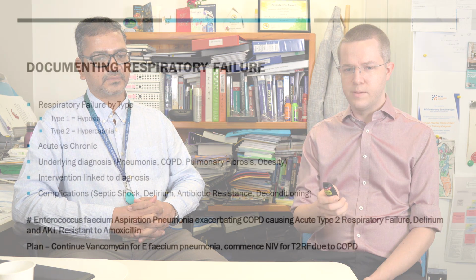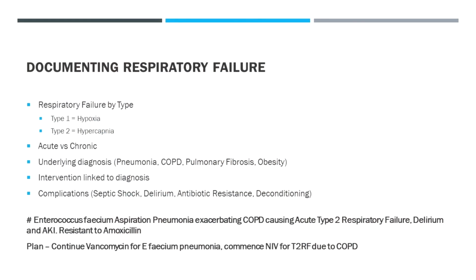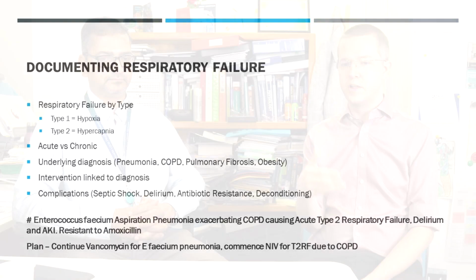And it is, again, something which we have to embed in our practice because it is a common condition we treat. Absolutely. I think here's an example. This is a more extreme version, but just so you can see the relationship and specificity. Enterococcus faecium aspiration pneumonia, very specific diagnosis, exacerbating COPD, causing type 2 respiratory failure, delirium and AKI, resistant to amoxicillin. There you're going to get high complexity. The plan, continuing vancomycin. Why? For the E. faecium pneumonia, commencing NIV for type 2 respiratory failure due to COPD.